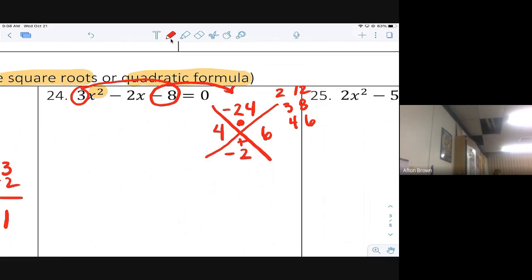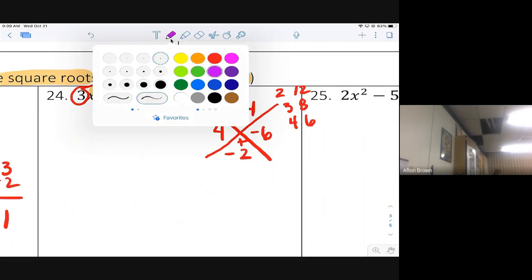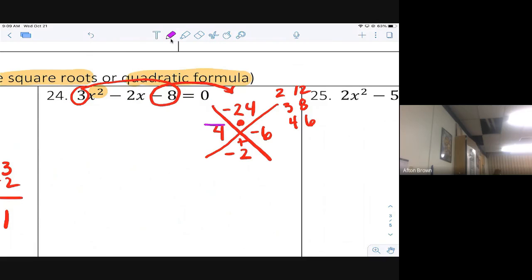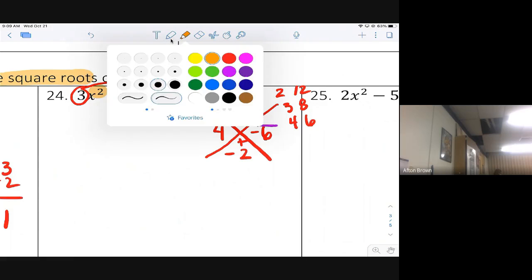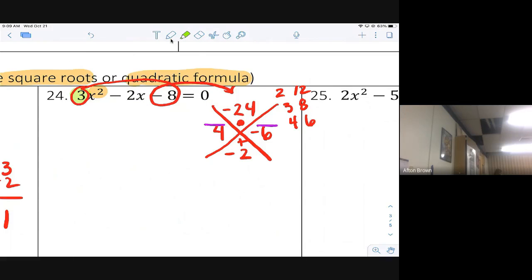So then I have to decide which one's negative. Well, to get a negative answer, the sign of my bottom number is the sign of my biggest factor. So that 6 is going to be negative. Now, because I multiplied the 3 in, I have to take the 3 out. So this 3 out front here, I multiplied it in, so I'm going to take it out. So I'm going to put 3x over both of these.